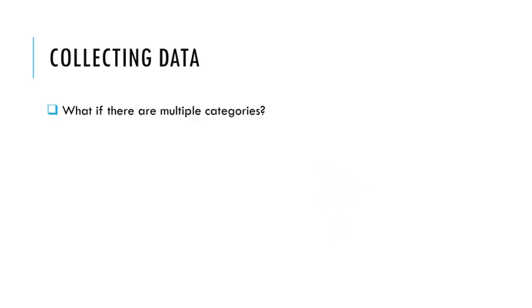Now, what if we're talking about something that's descriptive but has multiple categories? Because that's also common. Like year in college. If I'm asking students to indicate on a survey their year in college, then I'm probably going to ask them to check the box. Are you a freshman? Are you a sophomore? Are you a junior? Or are you a senior?